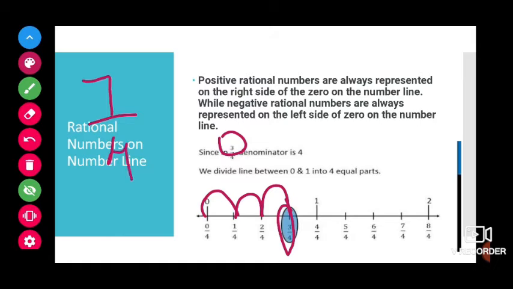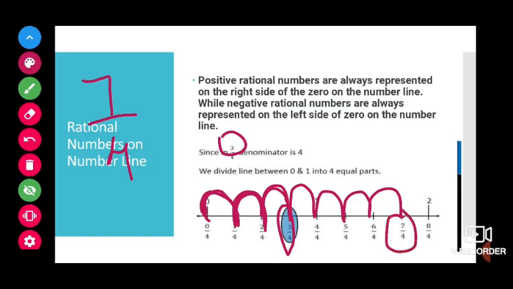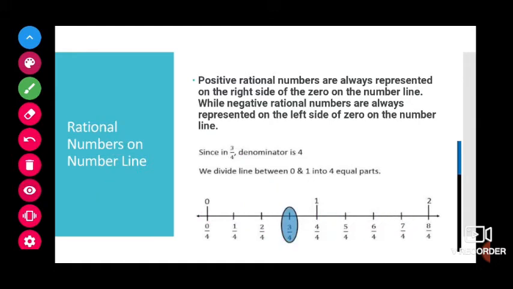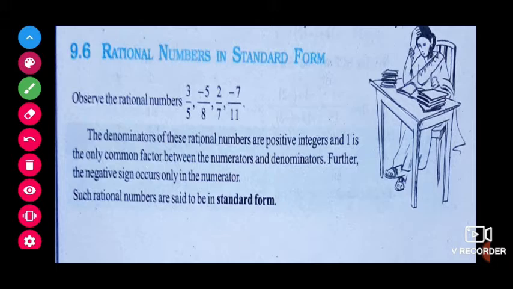If it is 7/4, then we count from the 0 only: 1, 2, 3, 4, 5, 6, 7. So this is our rational number 7/4. If I have 5/4, after dividing into 4 parts, we count the numerator, that is 5: 1, 2, 3, 4, 5. So this is our rational number 5/4. Like this we represent rational numbers on the number line.